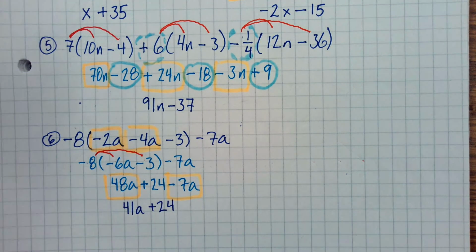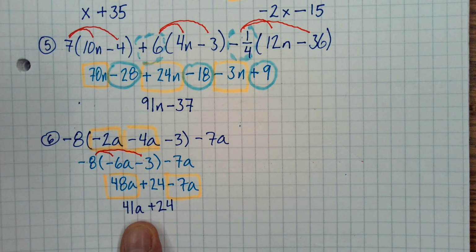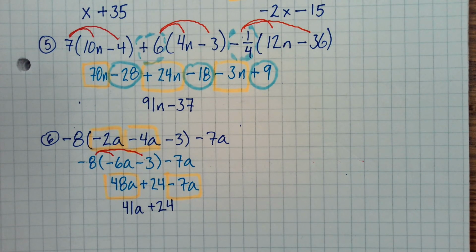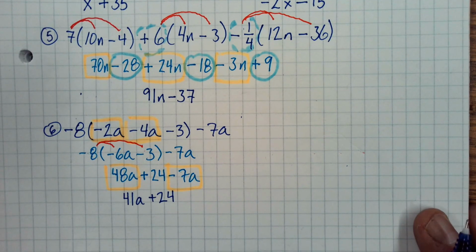And then if you notice, there's nothing else I can combine. That's it. We have a term with an a in it and then a constant term. So we'll just leave it that way. All right, so this will be the last one.